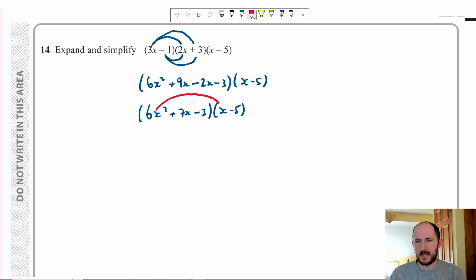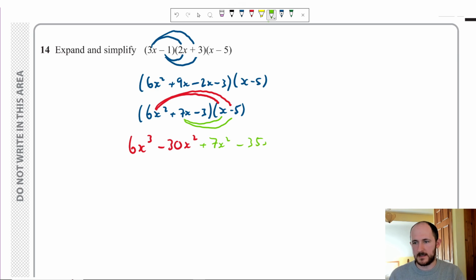6x squared times x is 6x cubed. 6x squared times minus 5. So 6 times minus 5 is minus 30x squared. Then the next one, 7x times x, 7x squared. 7x times minus 5, minus 35x. And lastly, but certainly not least, minus 3 times x is minus 3x. Minus 3 times minus 5 is plus 15.